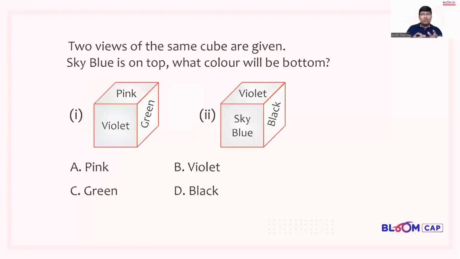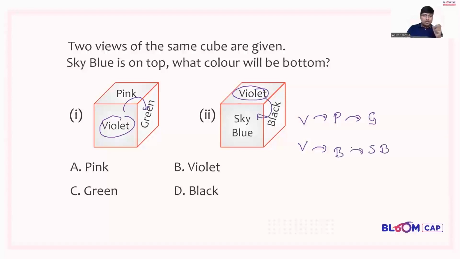Now, two views of the same cube are given. If sky blue is on the top, what will be at the bottom? So opposite of sky blue is asked. Now see, pink, violet and green, the common face is violet. If you go in clockwise direction, from violet you will come to pink and then green. From violet you will come to black and then sky blue. So opposite of sky blue is green, and that is the right answer.